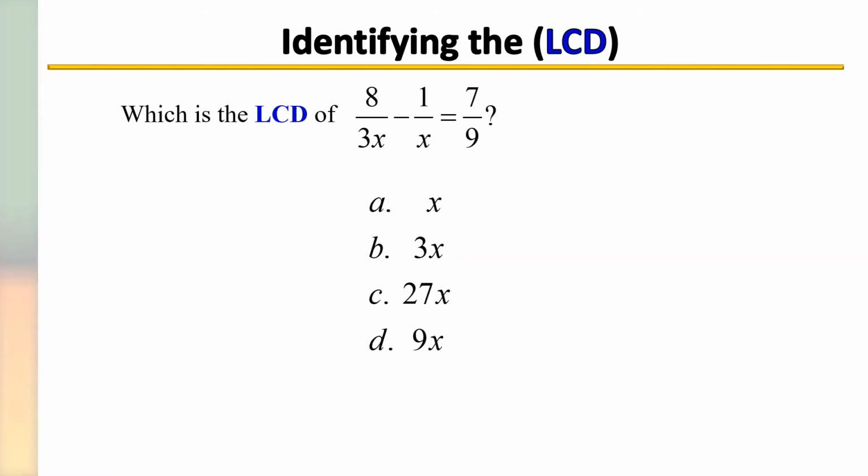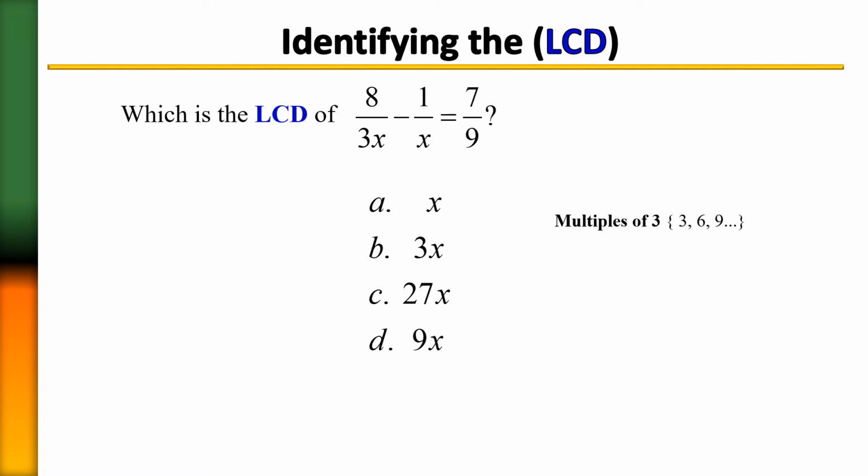In this next one, we want to first look at our coefficients. We have a 3 and a 9 in the denominator. So I want to find the least common multiple of those two numbers. I need to go into the 3 times tables and into the 9 times tables to find the smallest common number, and that would be 9. So 9 is my number for my LCD.